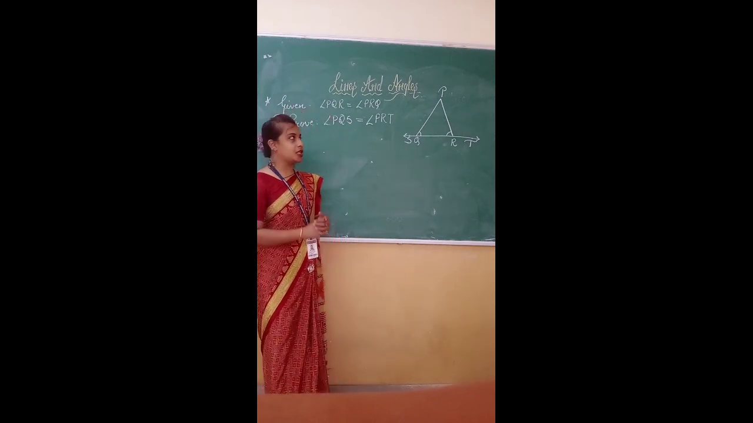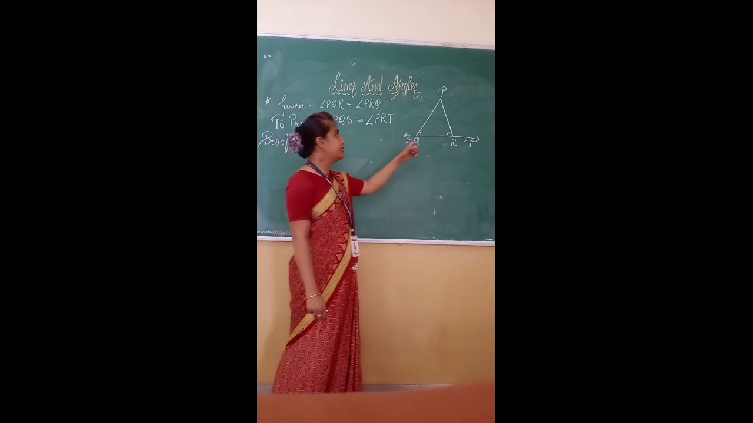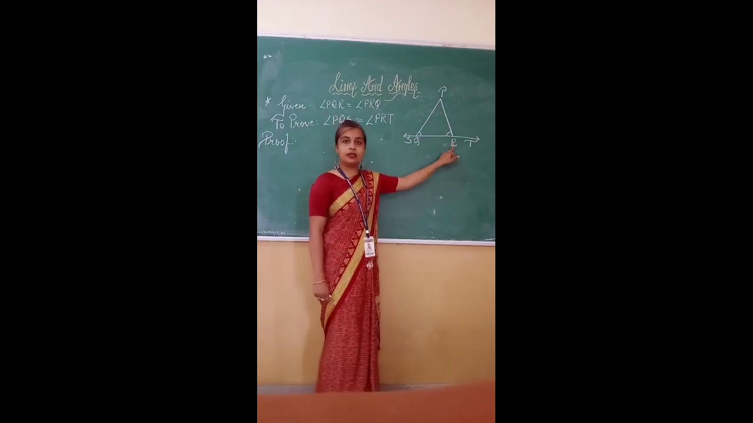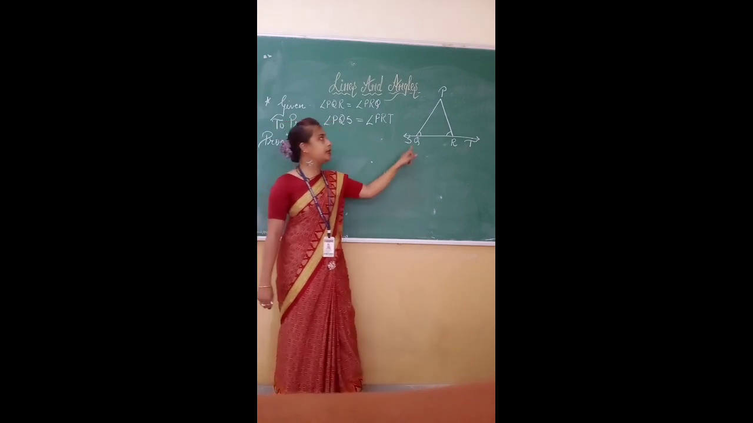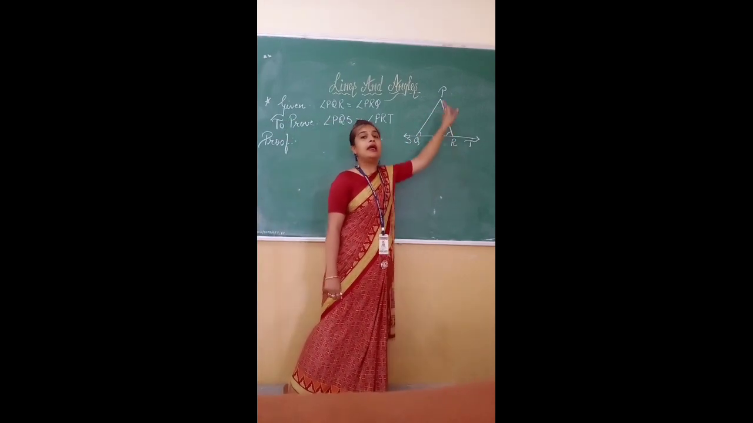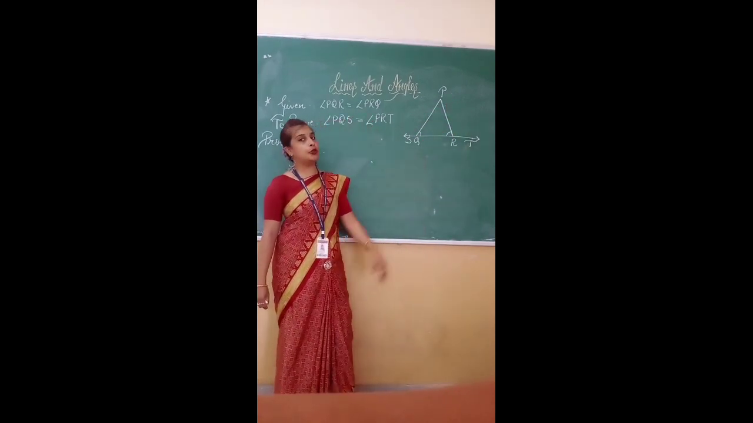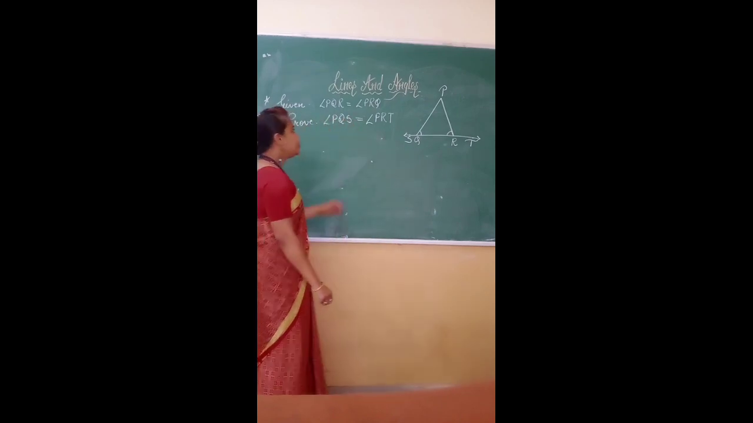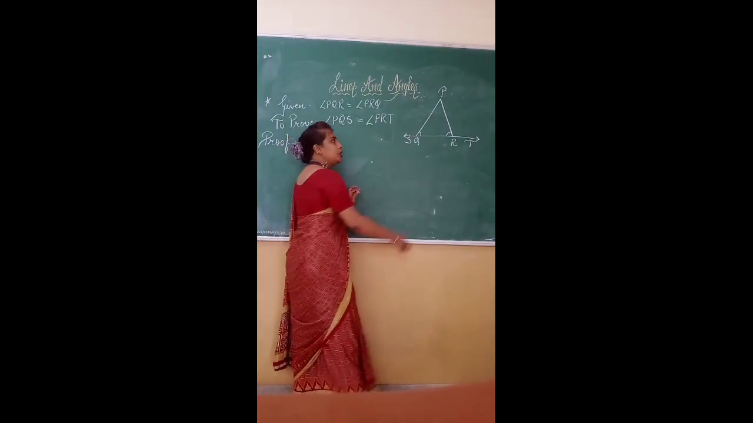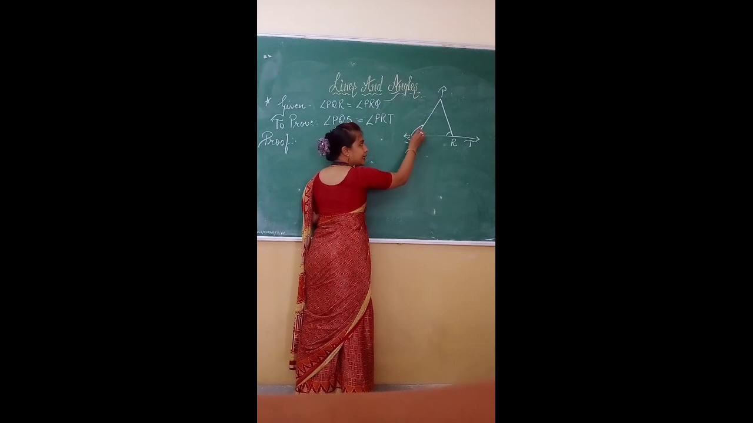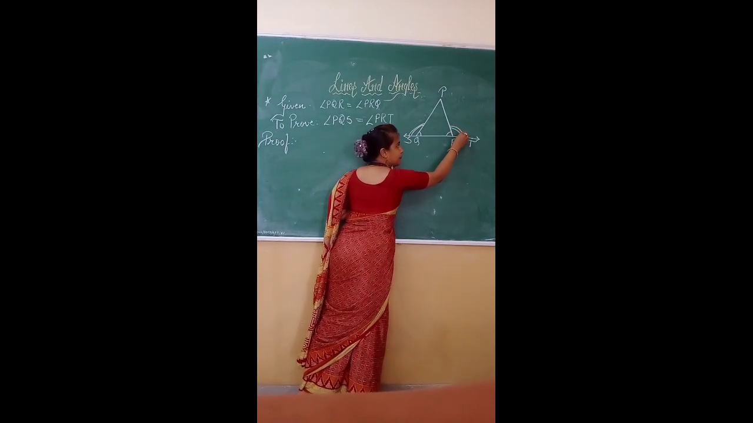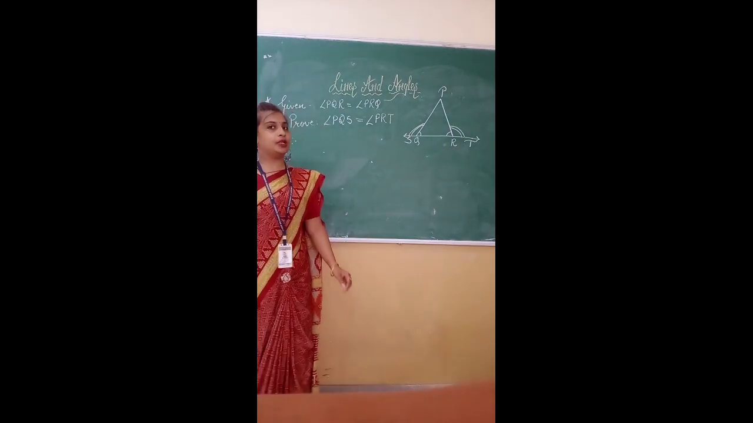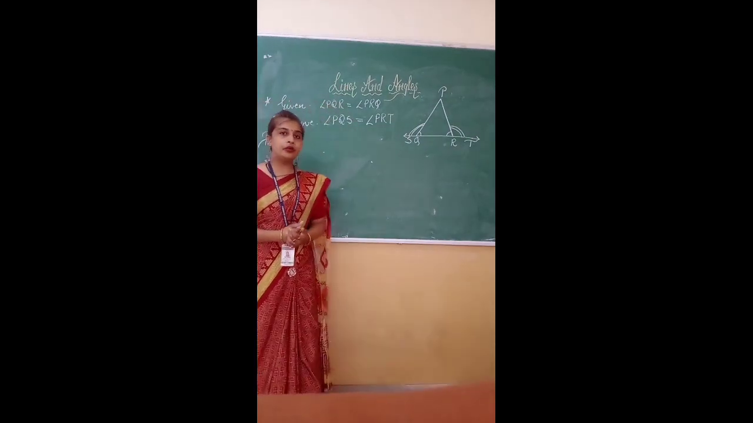Now the next question. Here it is given that angle PQR is equal to angle PRQ. Given part A, that angle PQR and angle PRQ are both equal. Then we have to prove that angle PQS, this angle, is equal to angle PRT. These two angles are equal, this we have to prove. Now how will we prove it?